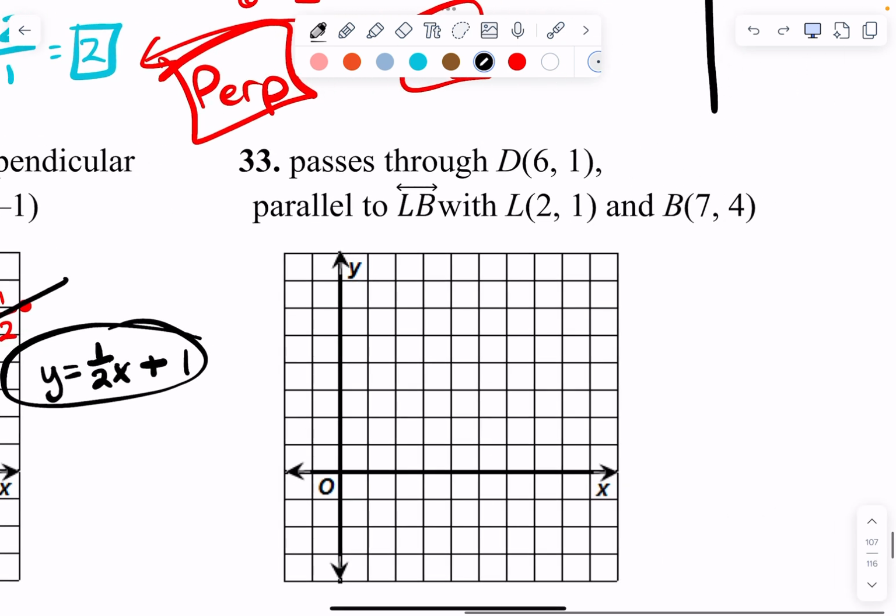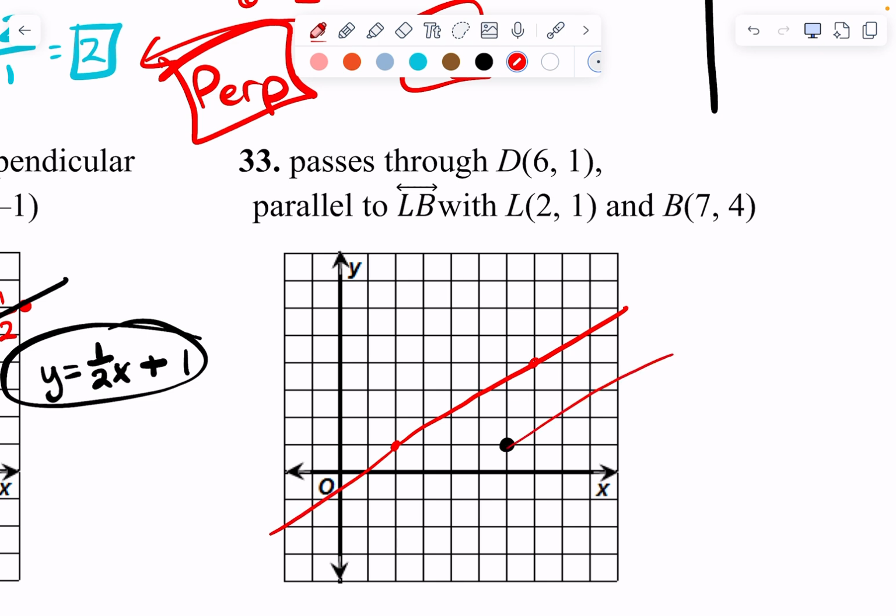Okay. And it passes through (6, 1) and is parallel to the line through (2, 1) and (7, 4). This line right here. Okay? So if I want it to be parallel, it's got to go like this also, right? I want to know the slope of this line right here, the red one. It is up 3 and over 5, so 3/5, yeah? Yes. Okay, so this one has to also be 3/5 because it's parallel, right?